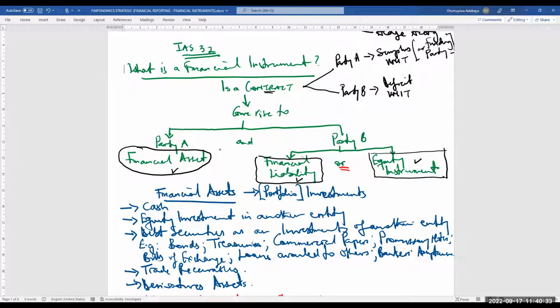And therefore, we went further to delineate what financial assets are. We said it entails much more of a portfolio of investments. And what are we talking about? We are talking about investment that might be cash, investment in equity in another entity, or you owe debt in another entity. Such debt entails you having to buy the bonds, the treasuries, the commercial papers, the promissory notes, bills, loans available to others, and it could also entail trade receivable, where you sell an item or you render a service, and thereafter, such a service or such a sale created a financial instrument by way of receivable. And we said trade receivable is also a financial asset in this case. And we also talk about derivative assets, which we are going to come back extensively to discuss later.